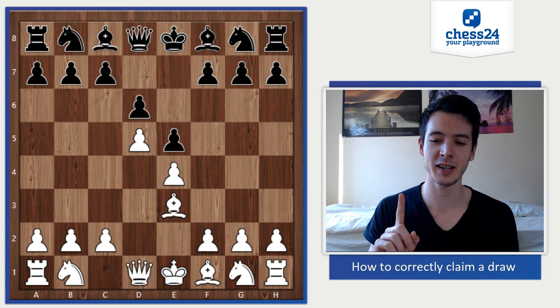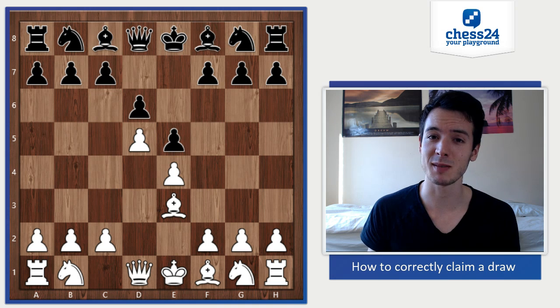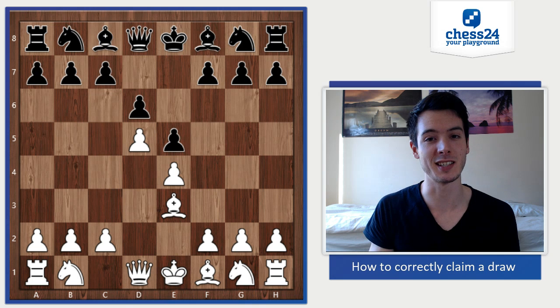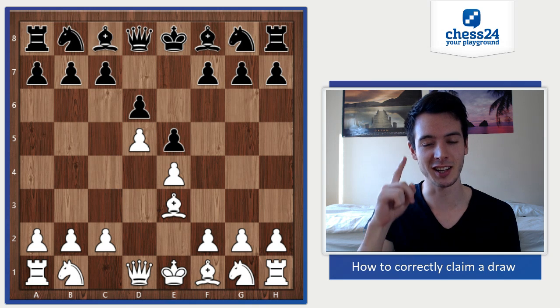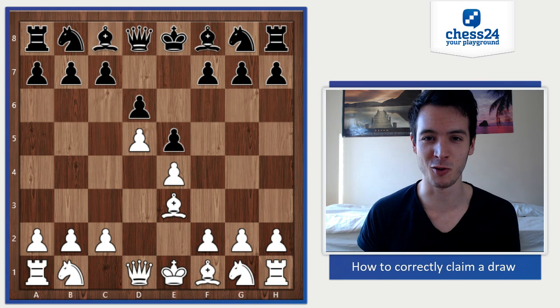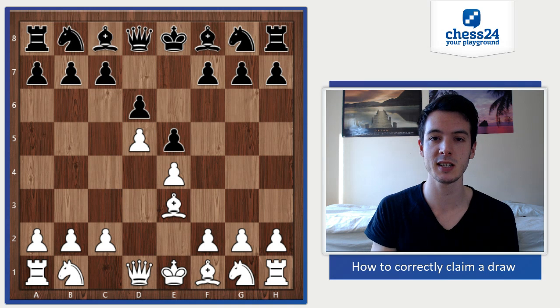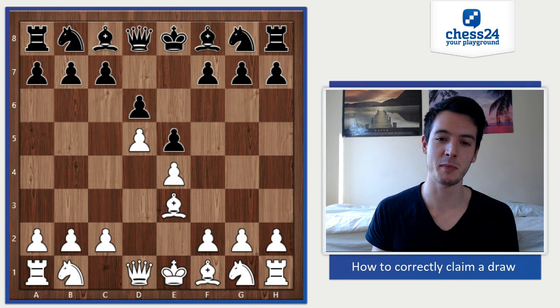Also, there's one more thing, probably also doesn't matter much, but if for some reason you touch one of your pieces and then you suddenly realize, oh, I would like to claim a draw by threefold repetition, you cannot do it anymore. If you touch one of your pieces, it's over. You have to move that piece and then you lose your right to claim a draw.